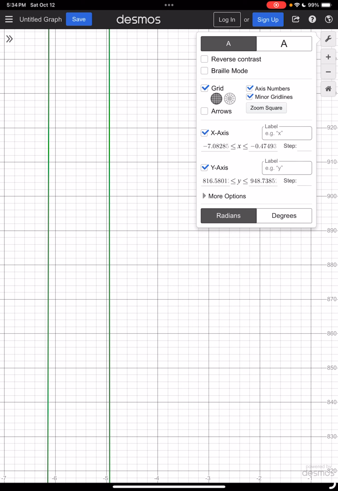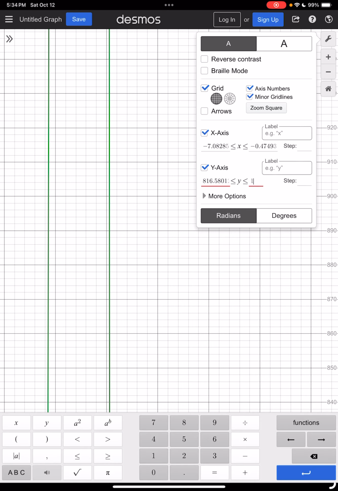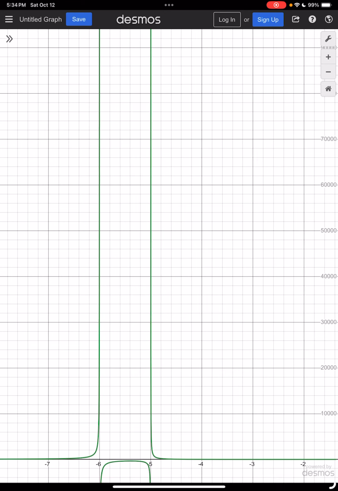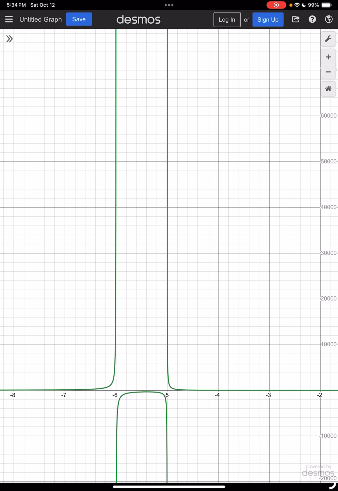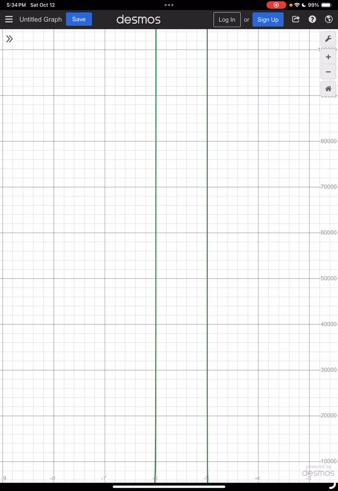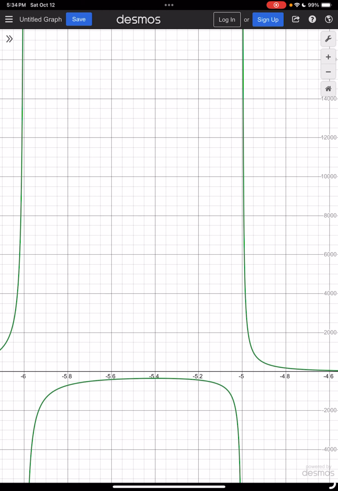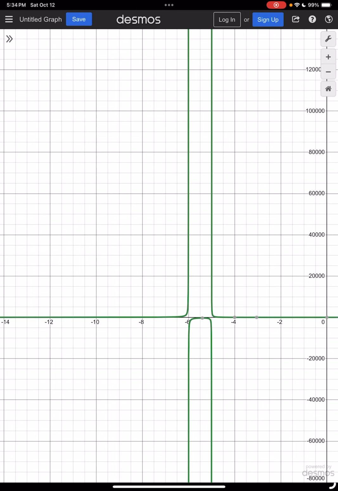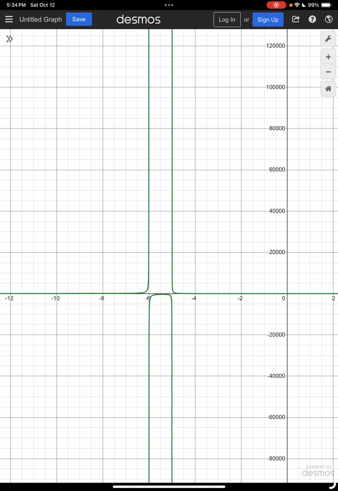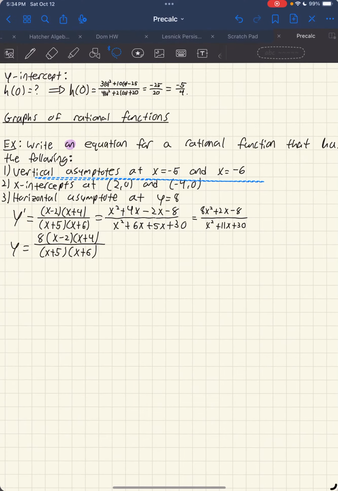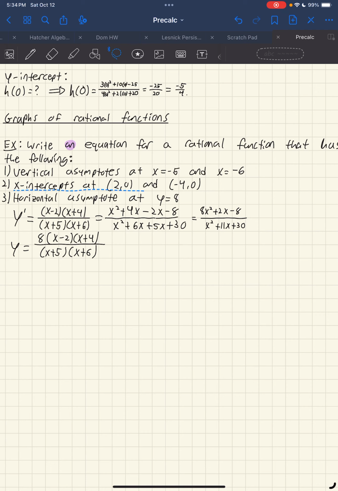Let's expand it even further. I want 10,000. Yes. As you can see, oh, this is perfect. Look at that. x equals -5, x equals -6. The function is not touching it. If we were to zoom in really far, it will not be touching it. It's really close, but it's avoiding those asymptotes like the plague, which is exactly what we wanted. So that was the second condition. Definitely satisfies that.